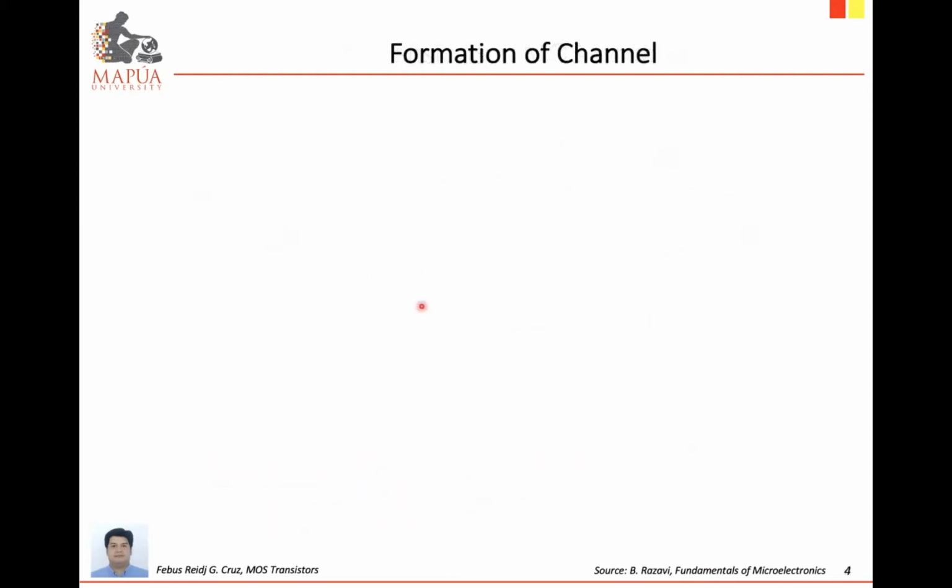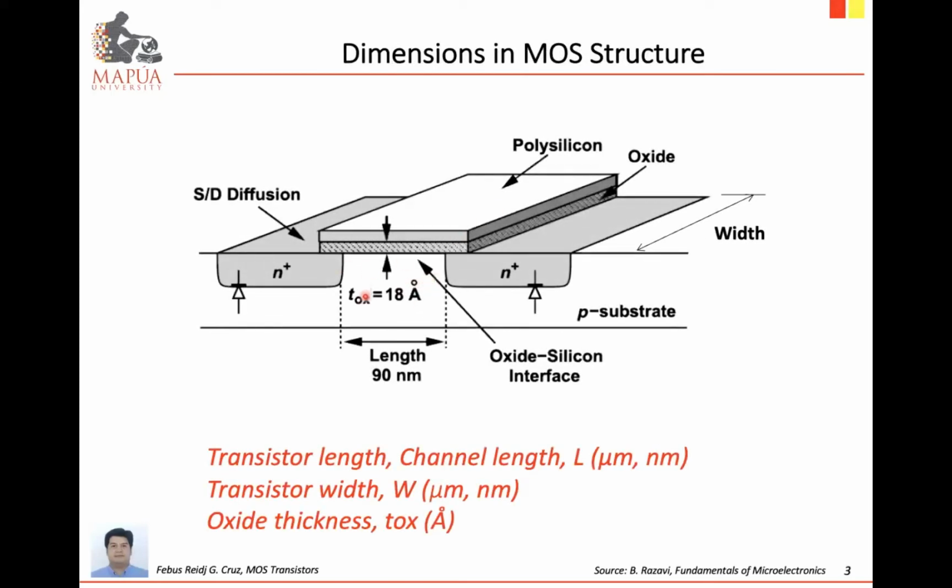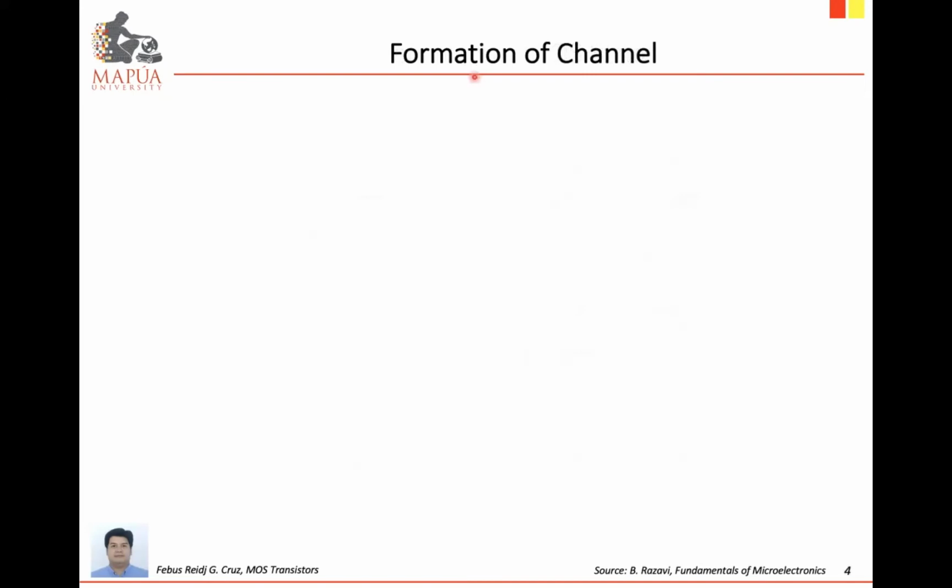Now, how do we form the channel? As you can see in this structure, the channel between the source and drain diffusion region is initially not available. So the next question is, how do we form the channel? Let us discuss the formation of the channel.